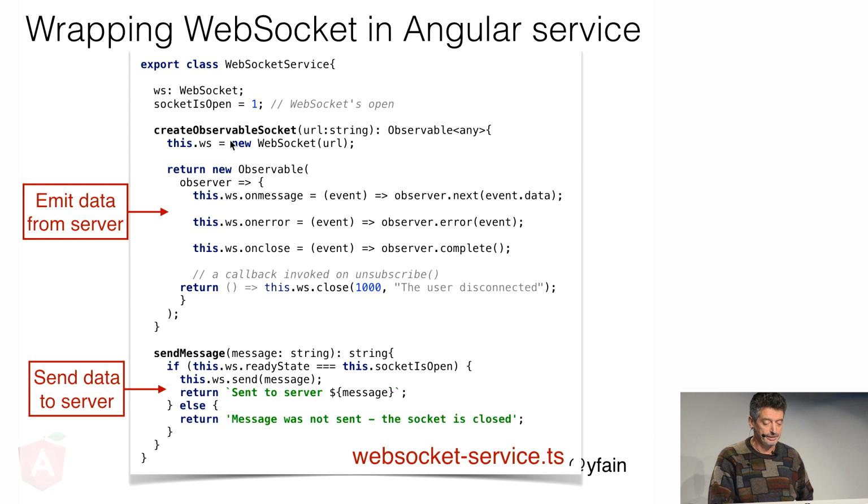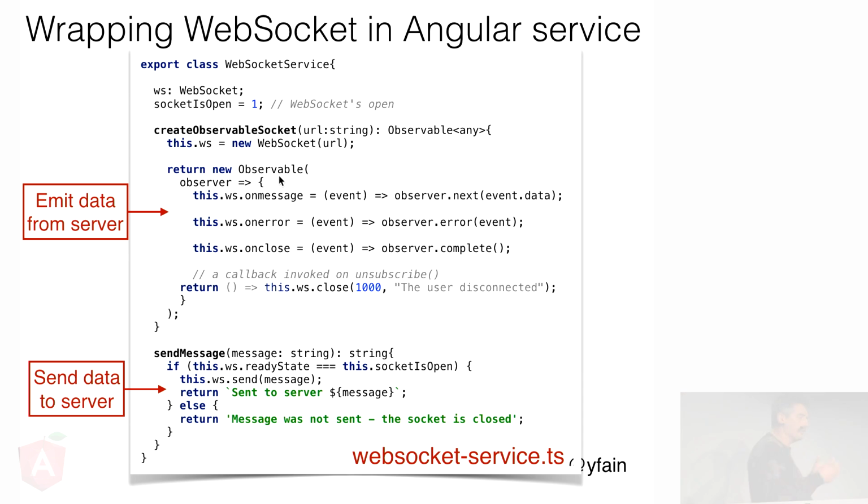In create observable socket, I pass a URL string where I want to connect to, and it's supposed to give me back an observable. So what do I do? I create an instance of WebSocket inside this function. It's standard JavaScript. In any browser, you can do this. And then I say, return an observable. What do you need to give to this observable? What object does an observable need? An observer, right. And how about a subscriber?